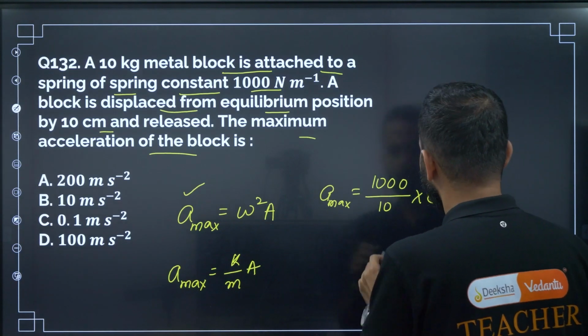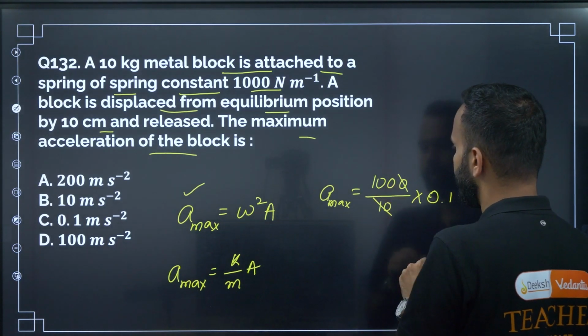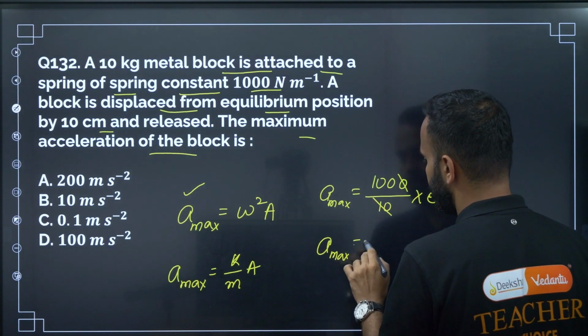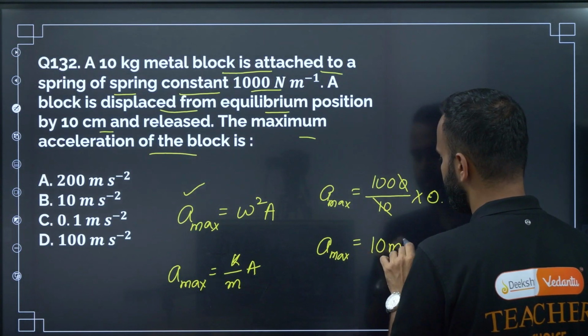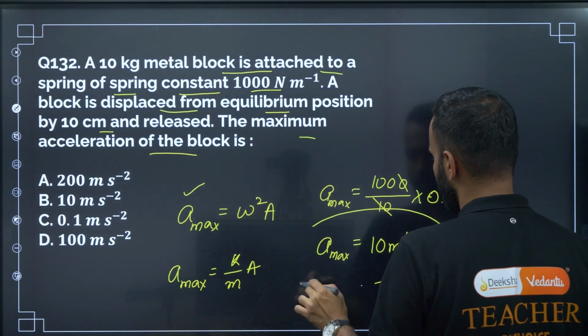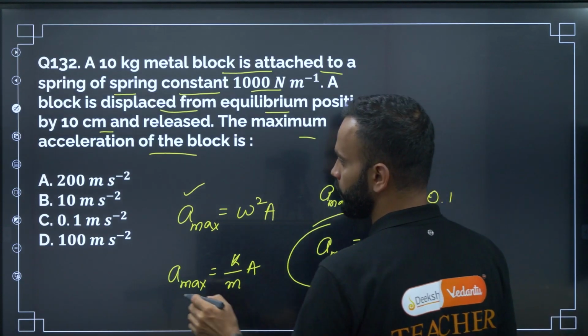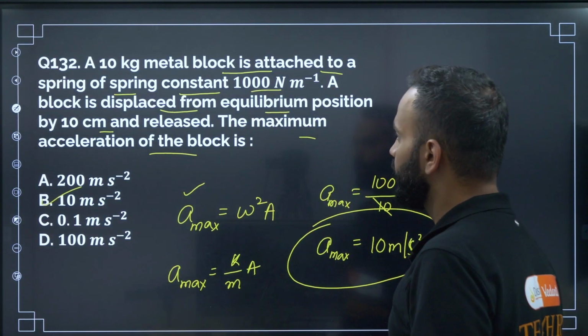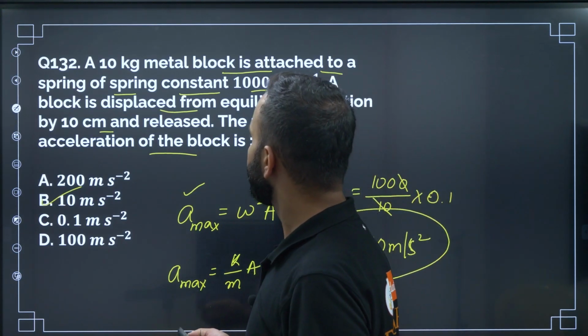0.1 meter. So here 10 will get cancelled. 100 into 0.1 is 10. So A max is equal to 10 meter per second square. Okay, 10 meter per second square. So the correct option is B. Understood? Yeah. Next question, 133.